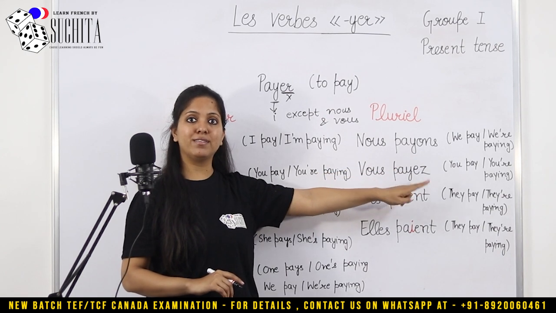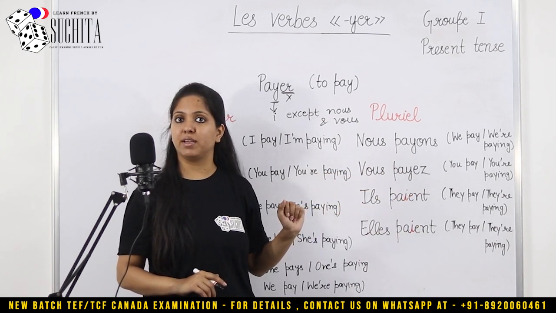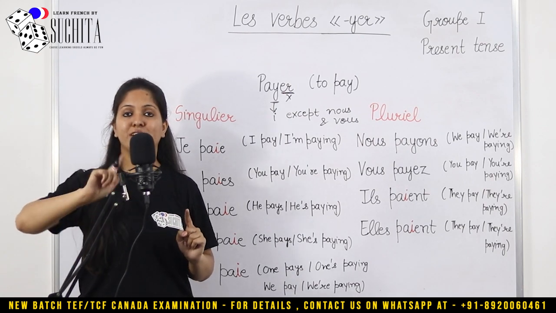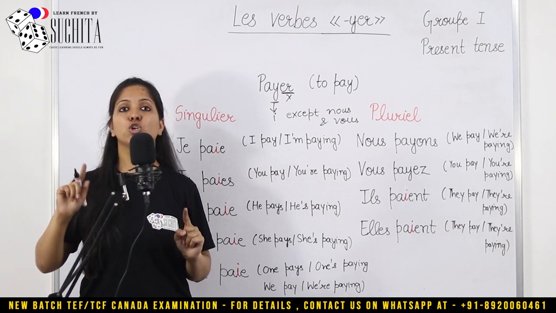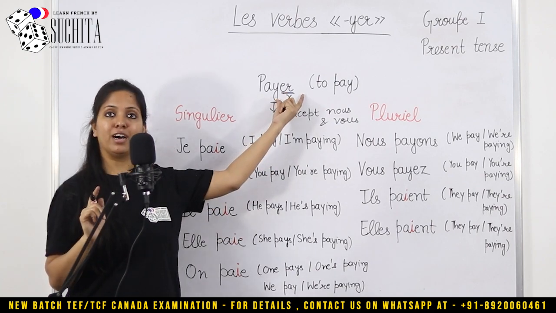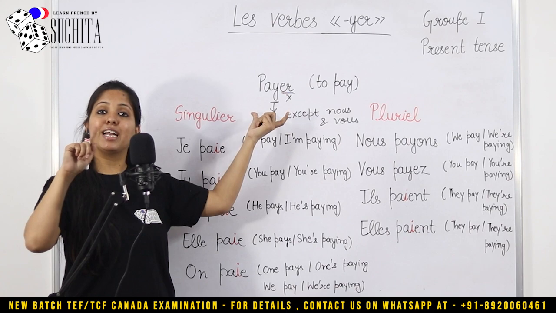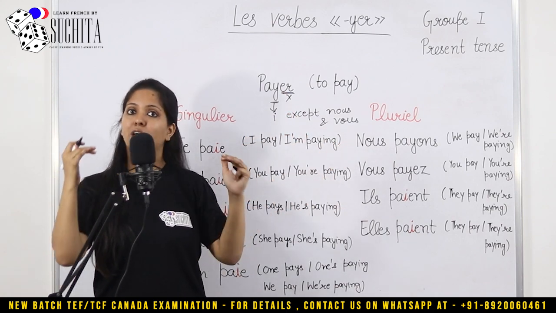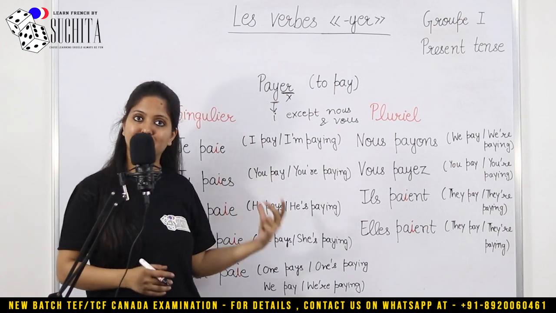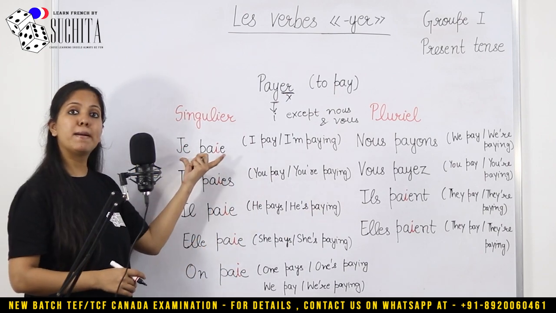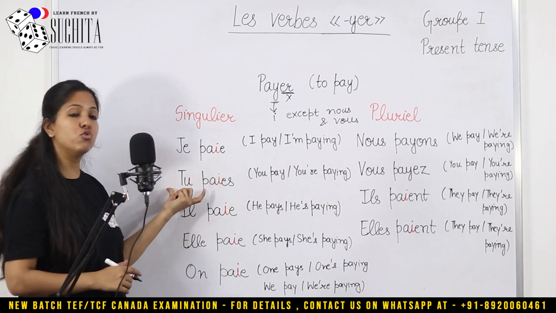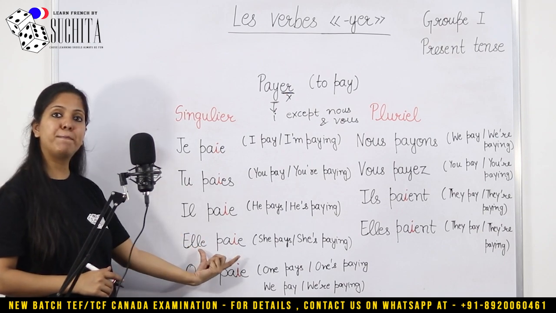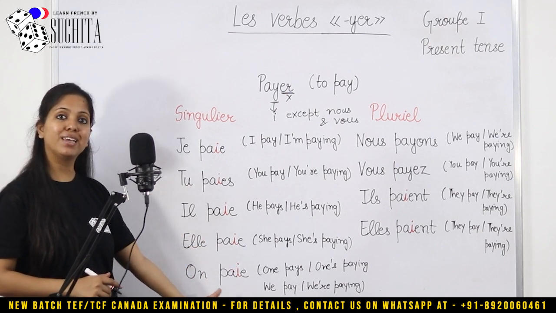ONS, OZ, ONT, ONT. I repeat, in case of YER verbs, Y changes into I, except nu and vu. So you will cut your ER, you will get your radical, but that Y will change into I. In case of nu and vu, that will not change. And the endings are going to be the same. That's the rule. Now, je paye, tu payes, il paye, elle paye, on paye.